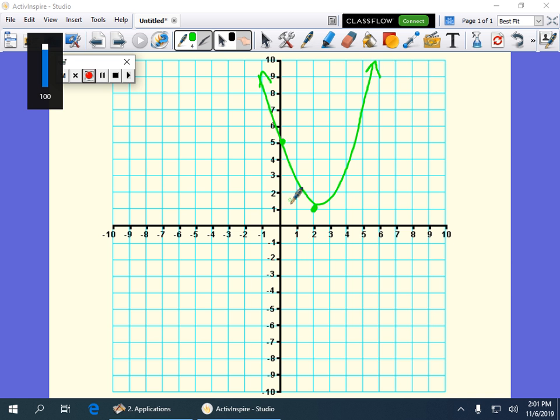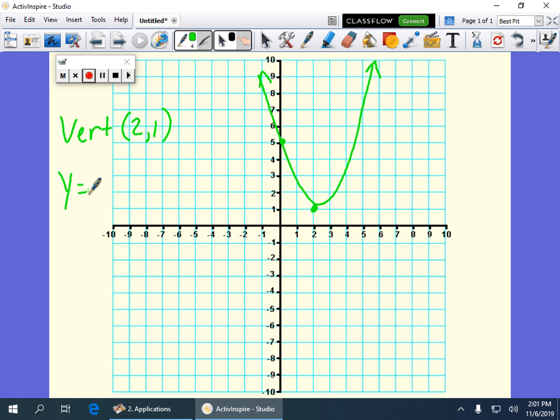Looking at this graph, it's the same graph that's on your paper. Sorry, I just freehand drew it. What can you tell me? What do you know about this graph? The vertex, and I heard something else: y-intercept. Okay, what's my vertex? Okay, (2, 1). And my y-intercept?